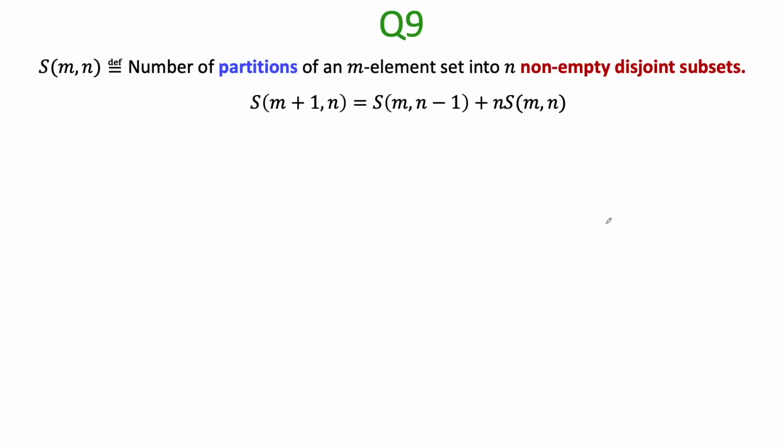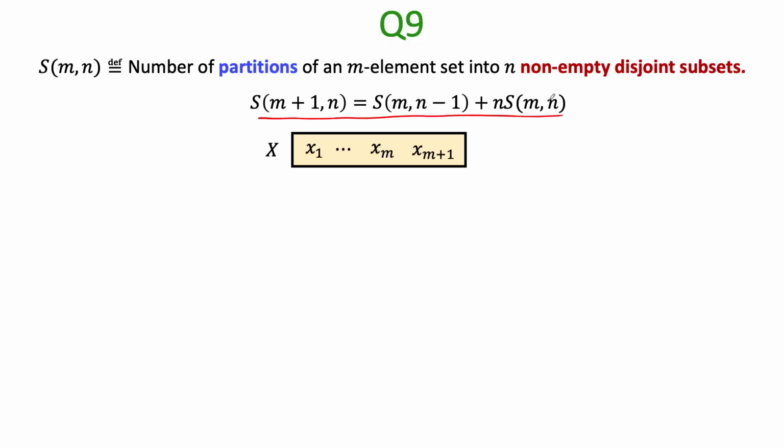Okay. In question 9, we are continuing with the notion of our Stirling numbers, and you are supposed to prove that the Stirling function satisfies this recurrence condition. To prove this statement, consider a set X which has m plus 1 elements. And we want to divide this set X into n pairwise non-empty disjoint subsets. We want to find out how many ways we can do the division.